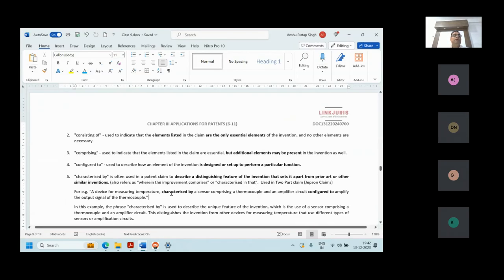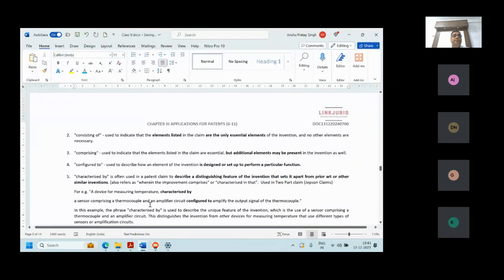For example, there is a device for measuring temperature. Then I'm talking about the transitional element: characterized by a sensor comprising a thermocouple and an amplifier circuit configured to amplify the output signal of the thermocouple. Characterized by has been used, which means this is an improvement on other devices for measuring temperature. So a sensor comprising a thermocouple and an amplifier circuit.